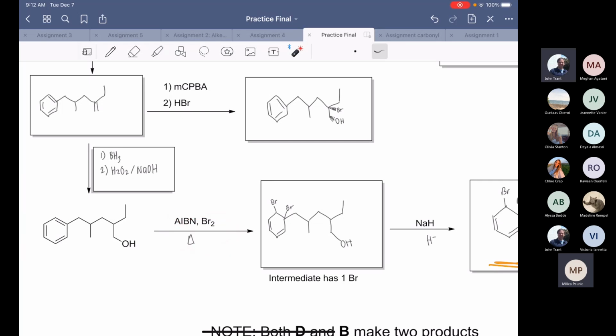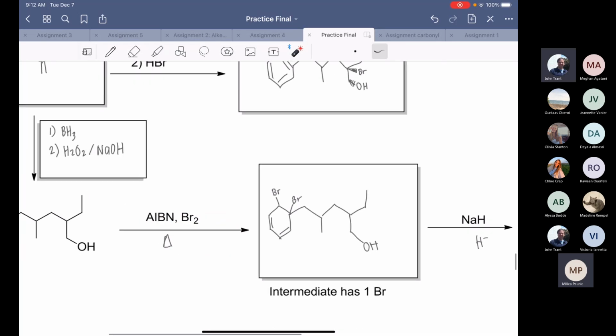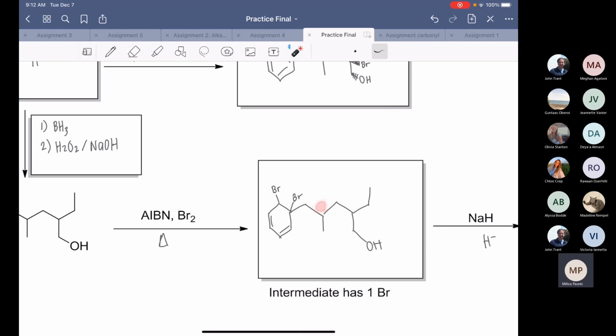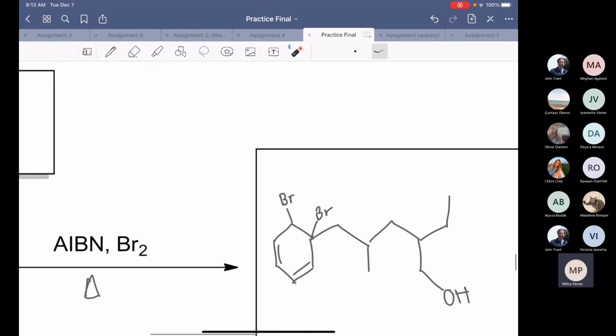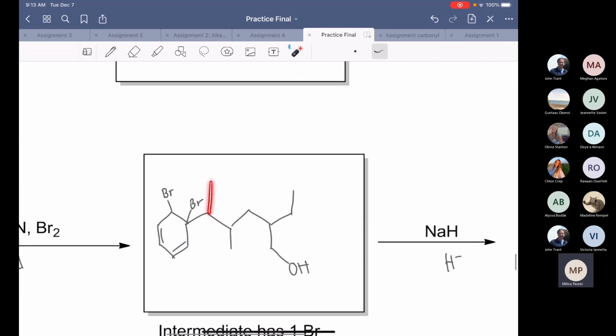So what do free radical halogenations like? Oh, hydrogen. Right. So what's the weakest hydrogen bond? Is there any resonance in the molecule? Only here. Okay. So is there any position with a hydrogen on it where a radical generated at that site could participate in resonance? Here. Yeah. Okay.